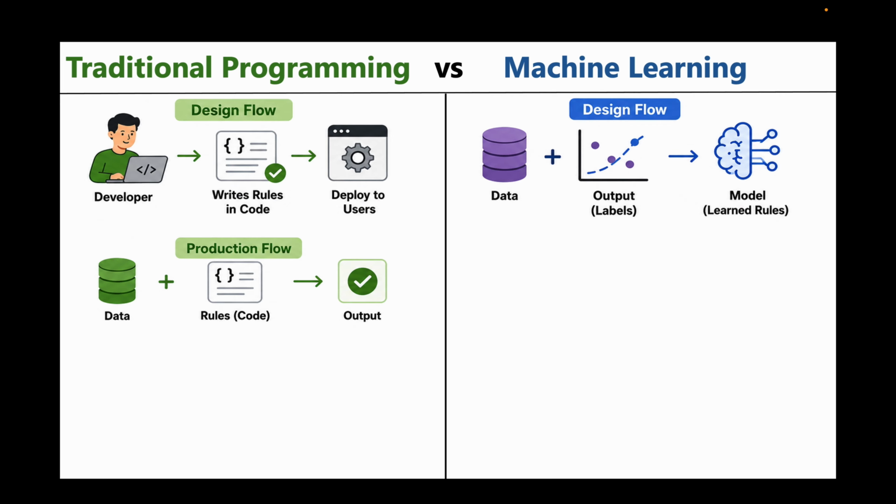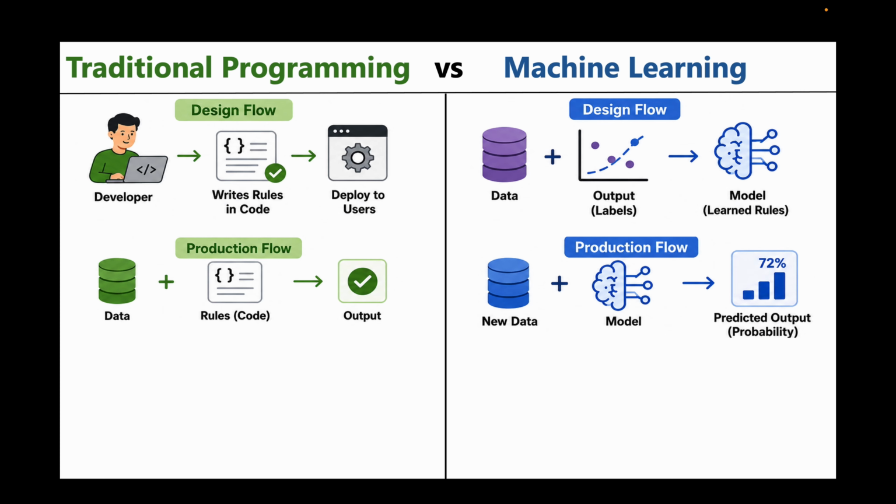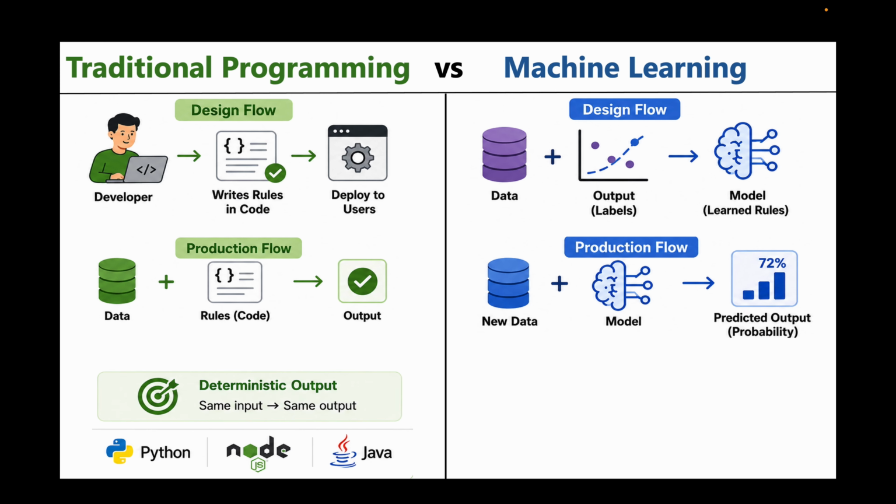Instead of manually writing every rule, we provide example data during training, and the model learns statistical patterns from the data. When this model is deployed in production for inference, it applies the learned patterns to new inputs and predicts the most likely output. And this brings us to another important difference.